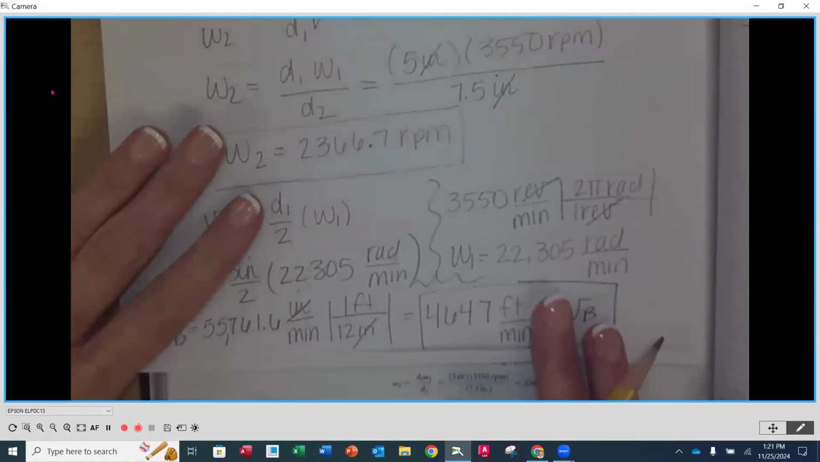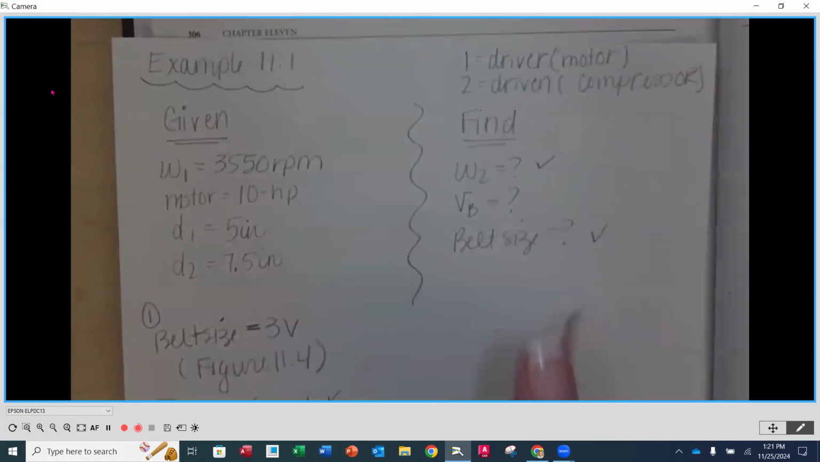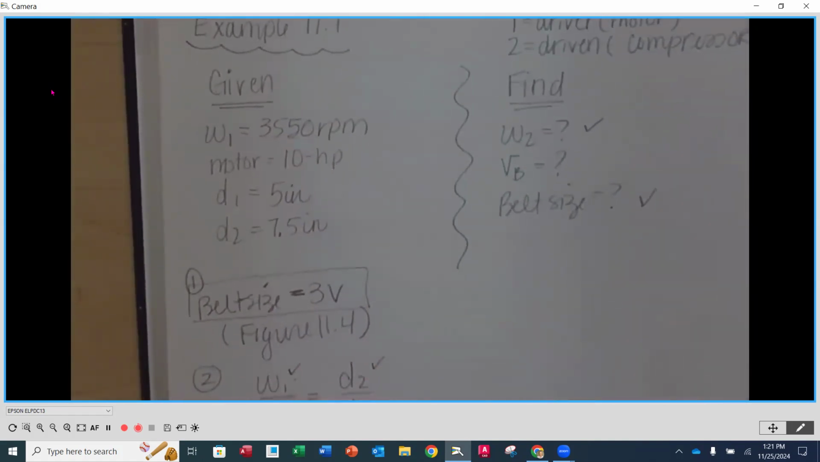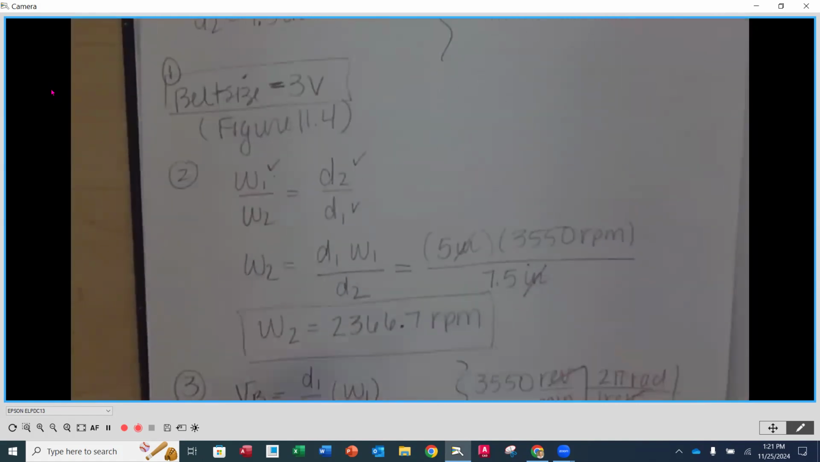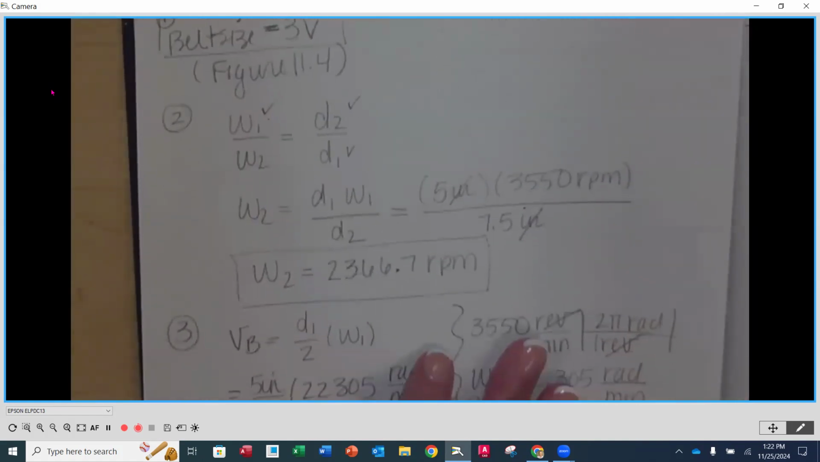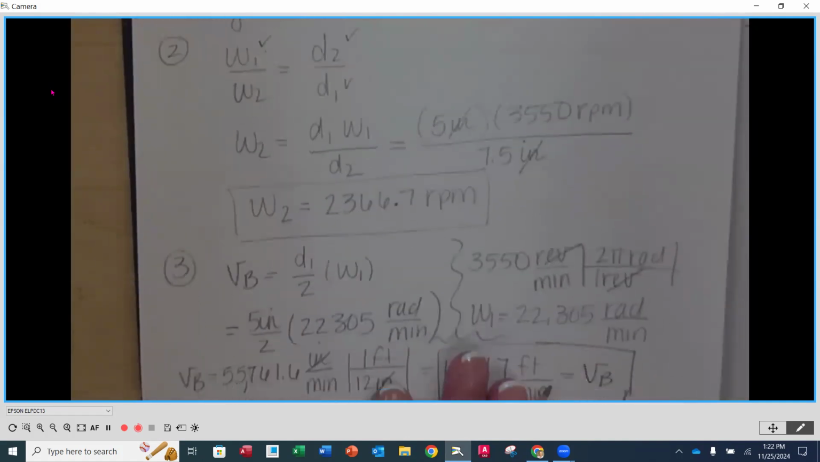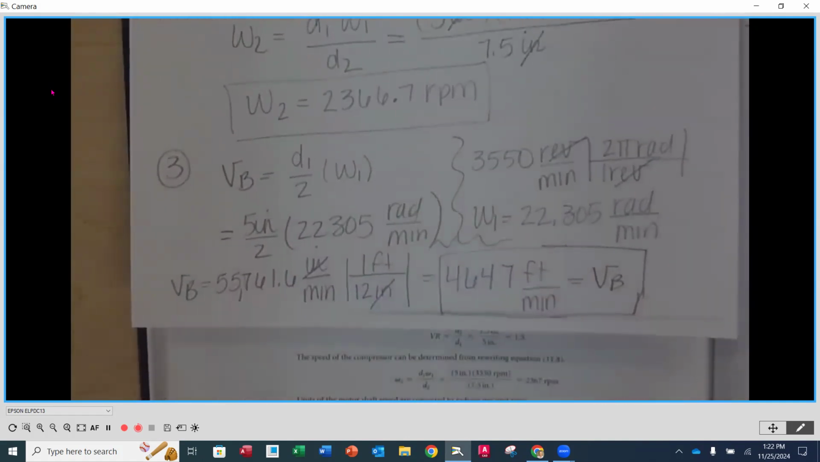All right, so if we go to the top here, I think we answered all three. Our belt size we got from figure 11.4. The rotational speed of the output, or the second sheave going to the compressor, 2366.7 RPMs. And then our belt speed, 4,647 feet per minute. Okay, any questions? All right, these are fun.